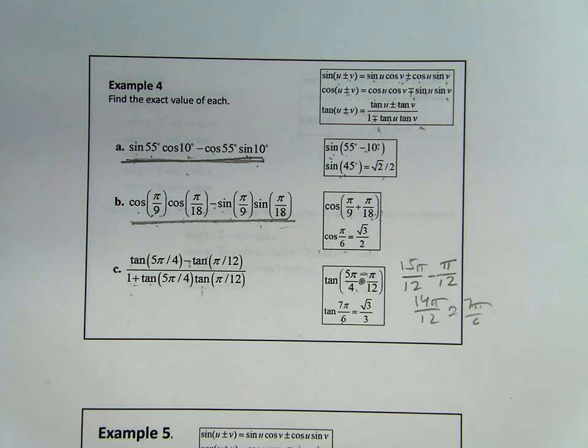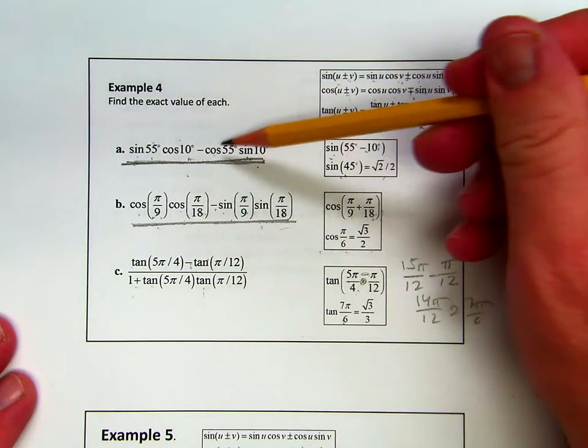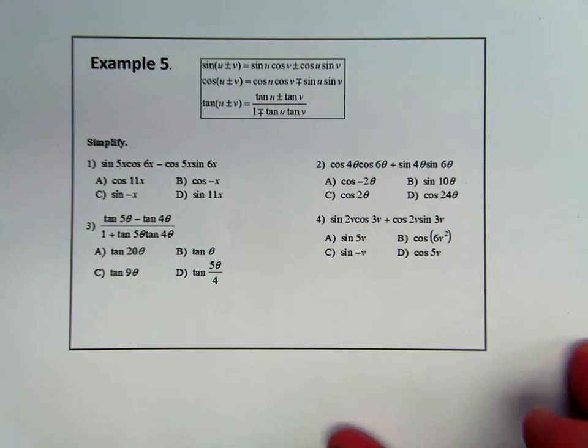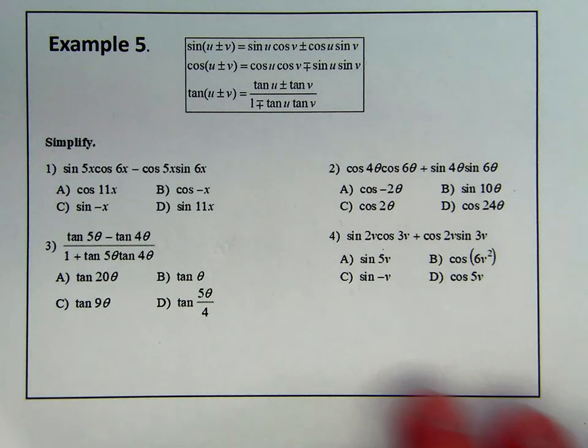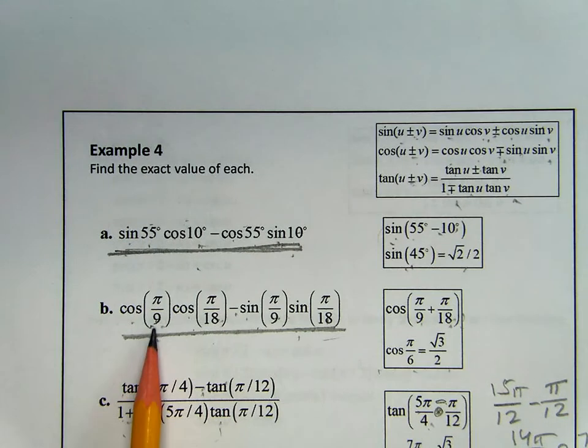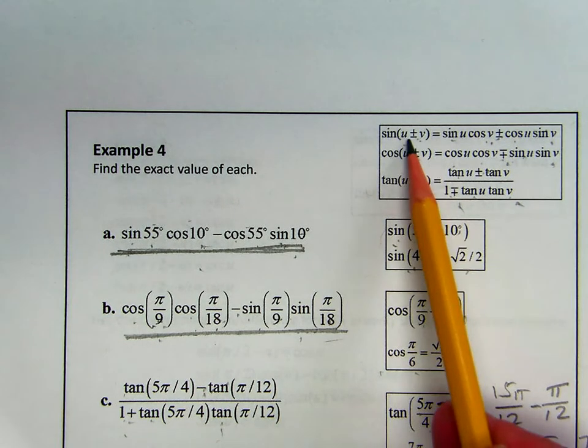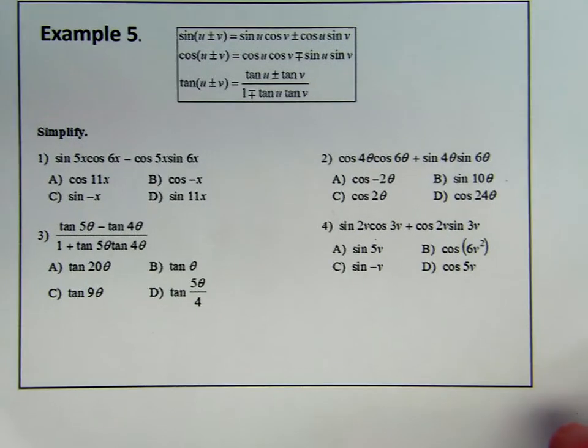All right, next slide. What we're going to do is take this numerical version and make it algebraic. Again, the u's and v's could be individual angle values, like pi over 9, pi over 18. They could be variables like x and y, or they could be algebraic expressions, which brings us to this right here.